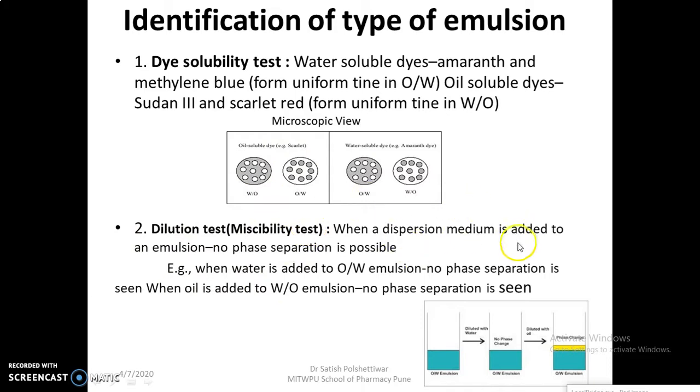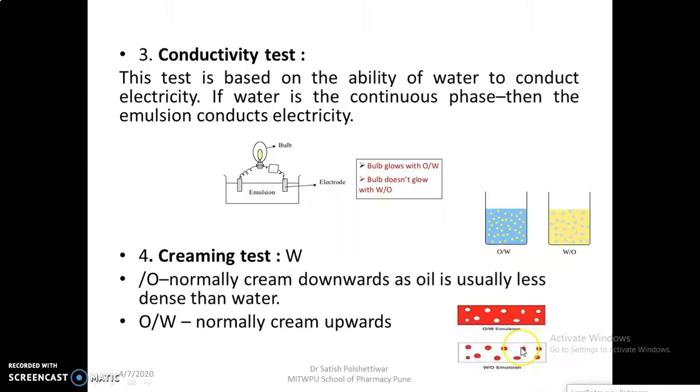When the dispersion medium is added to the emulsion, no phase separation occurs. For example, when water is added to an O/W type emulsion, no phase separation is seen. When oil is added to a W/O emulsion, no phase separation is seen. That is called dilution. Okay, one can see by this miscibility test whether it is miscible or not.